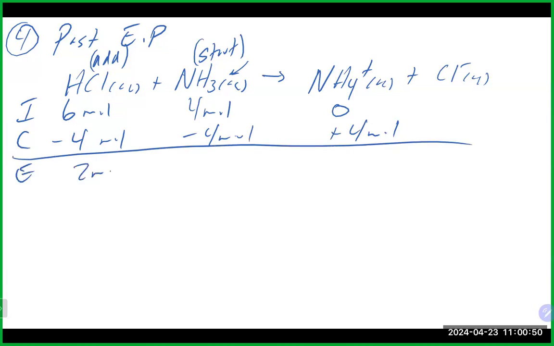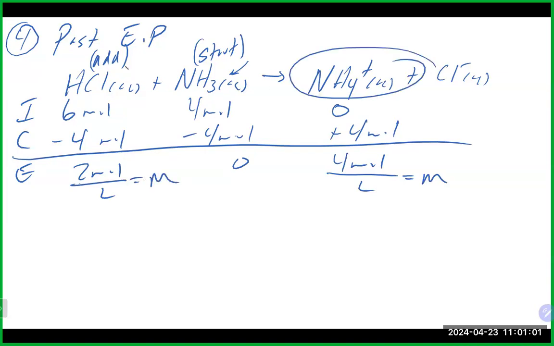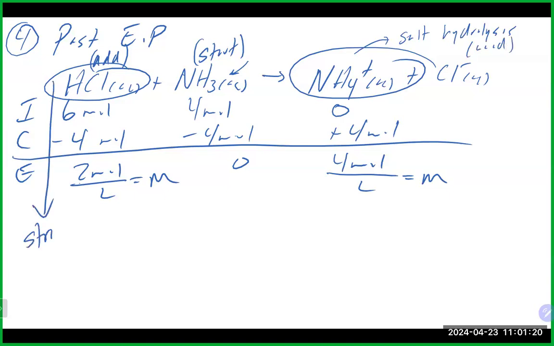Gives me 2 moles, 0, and 4 moles. Once again, we're going to convert into molarity by dividing by the total volume. We have this guy left over, and we have this guy left over. You hopefully should recognize that that is not a buffer, right? They're not really even related to each other. So we do again have the salt that will go through hydrolysis and act as an acid. We also have HCl, which is a strong acid.